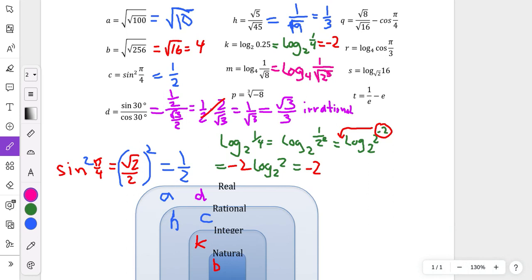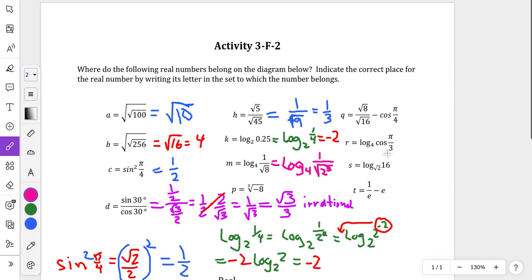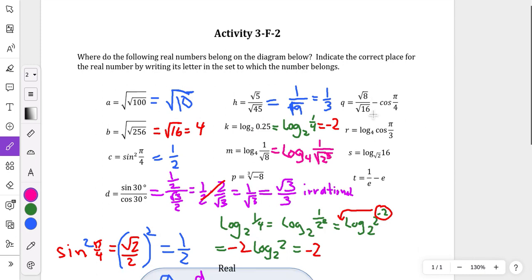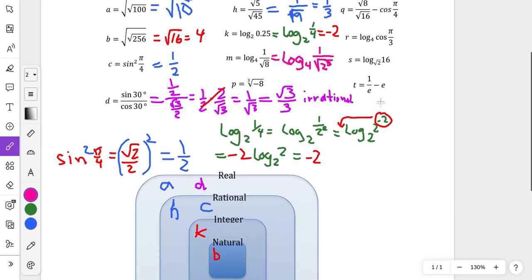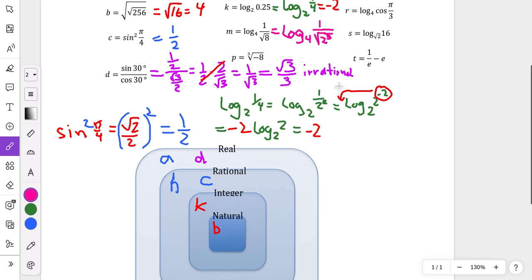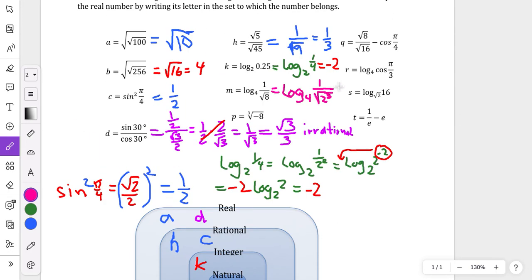Welcome back, my friends, and now we'll continue our lesson on numbers and where they belong in terms of being real, rational, irrational, integers, and not. And right now we're working on problem M.